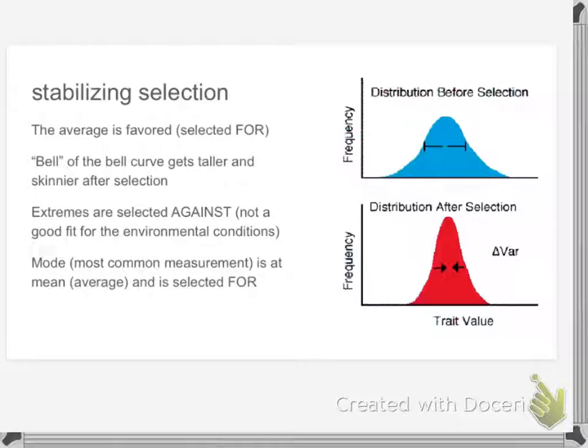So if we look at a distribution where stabilizing selection is occurring, we have that bell curve, that normal distribution before, and if that average is being selected for, especially really intensely, that normal curve is actually going to get skinnier and taller. So being average works for you. Being at either extreme is a bad thing. Extremes, we would say, are selected against. They're not a good fit for the environmental conditions. And the mode is the same as the mean, and the mode is being selected for. So the most common measurement.